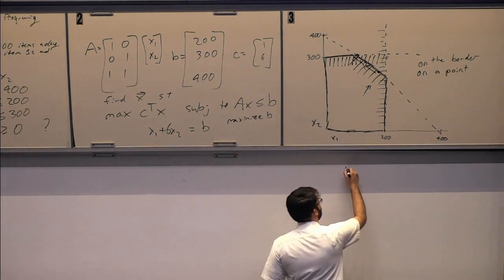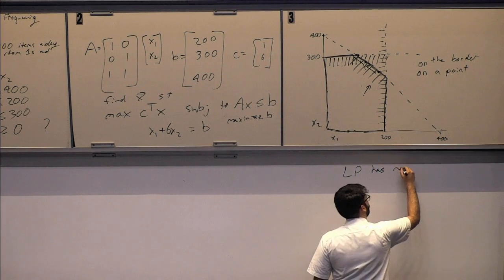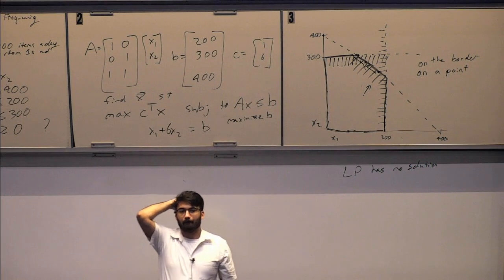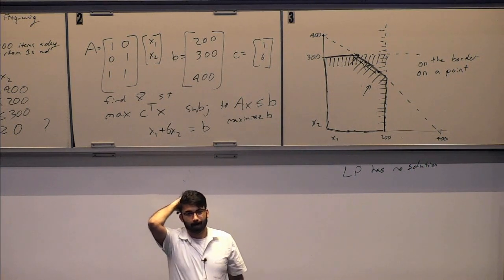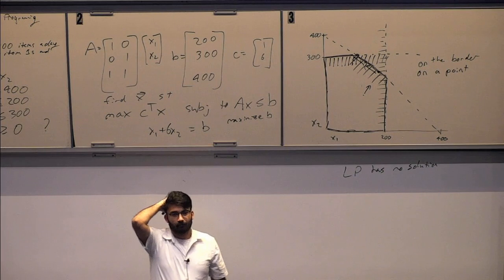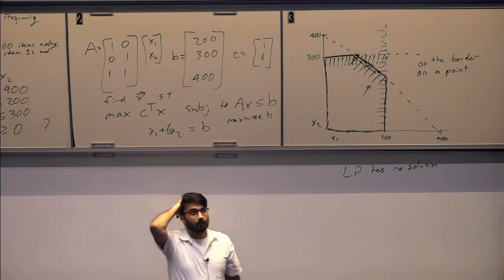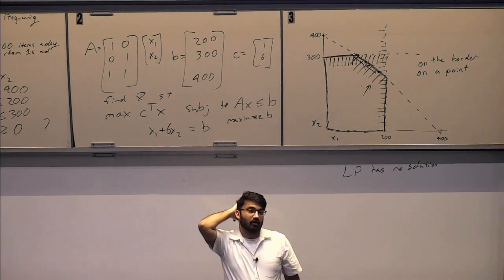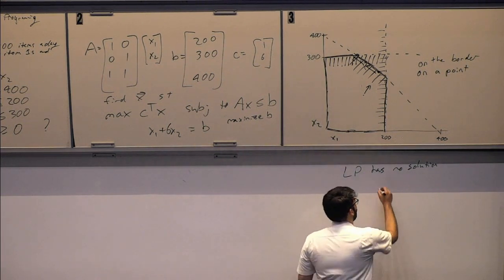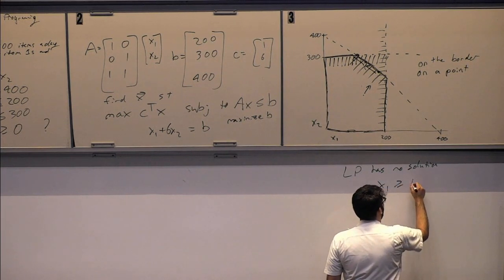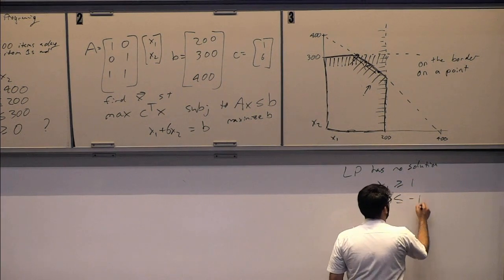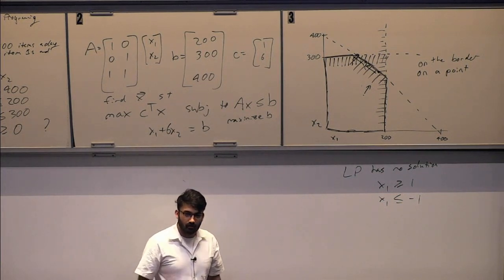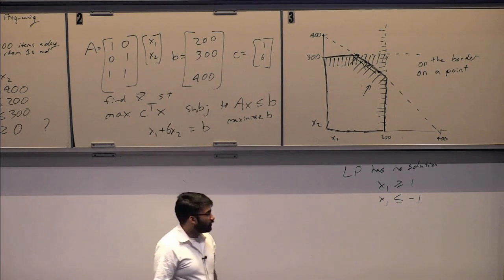When do you think an LP doesn't have a solution? A point could have area zero. But basically, yeah, consider the constraints x1 is greater than or equal to 1, and also x1 is less than or equal to negative 1. Now, you have to satisfy all the constraints, all of them. Not some of them or most of them, you have to satisfy all of them.